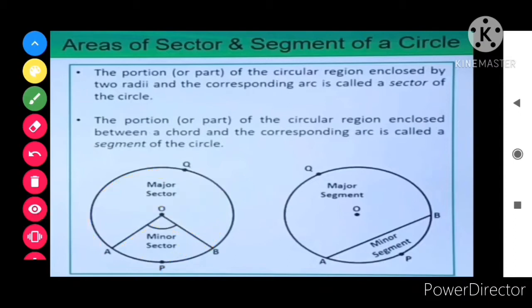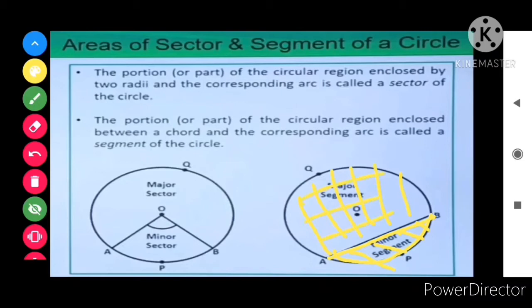Now let us see what is a segment of a circle. You observe the second picture. The portion of the circular region enclosed between a chord, you see, AB is the chord, and the corresponding arc is called segment of the circle. So it is the segment of the circle. Very clear? Similarly, the remaining part is also a segment.